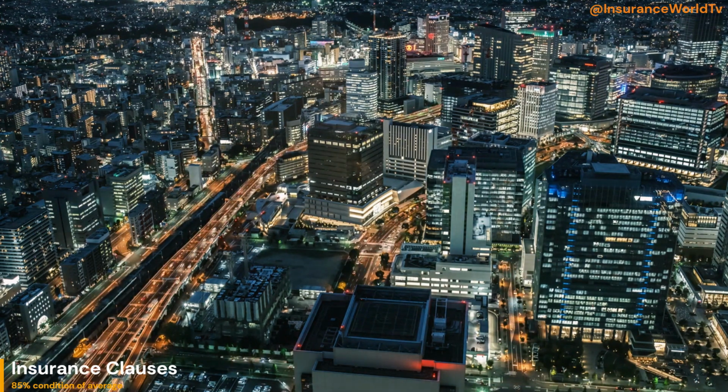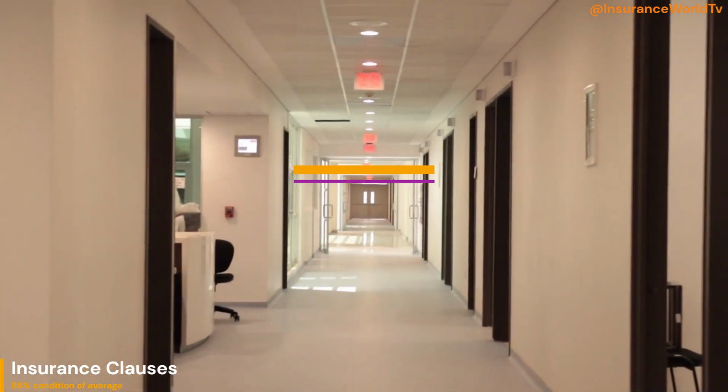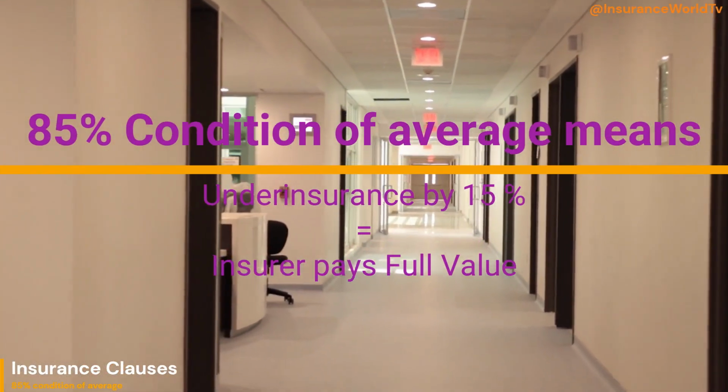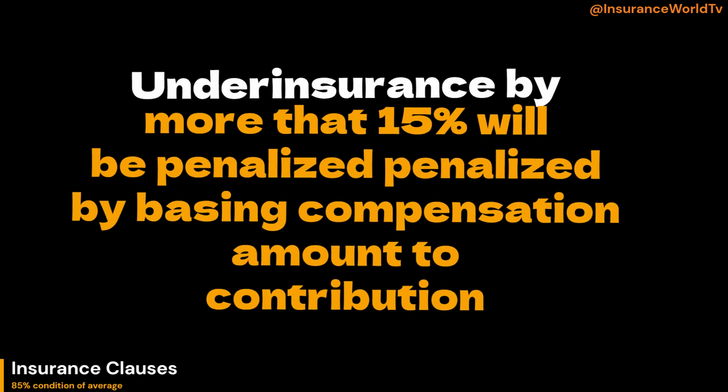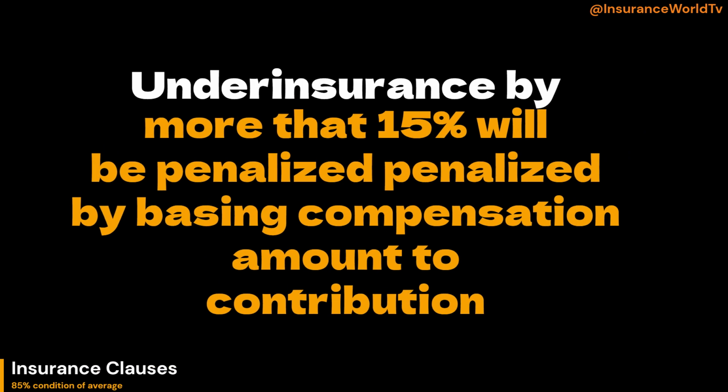The 85% condition of average clause means that if the insured property is underinsured by 15% or less of its actual replacement value, the insurance company will still pay the full amount of the loss. However, if the property is underinsured by more than 15%, the insurance company will only pay a proportionate amount based on the percentage of underinsurance.